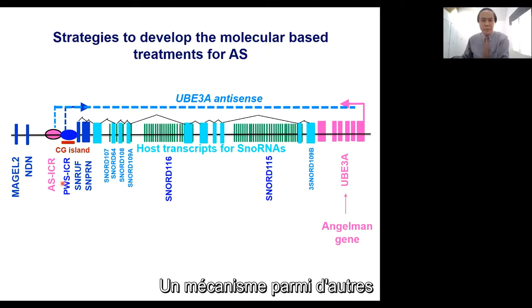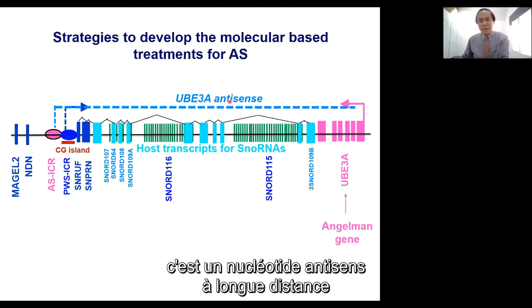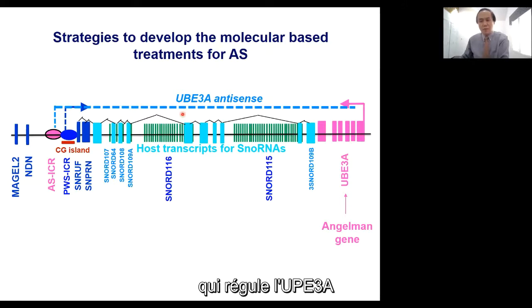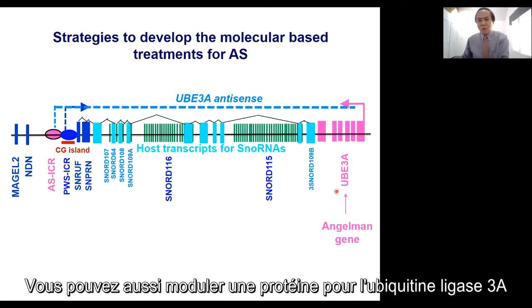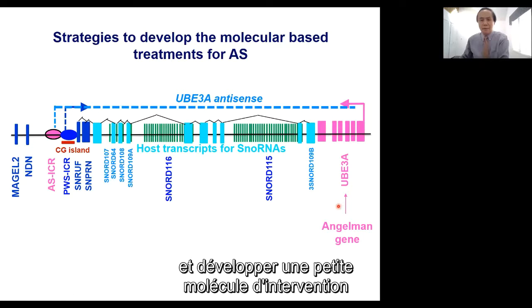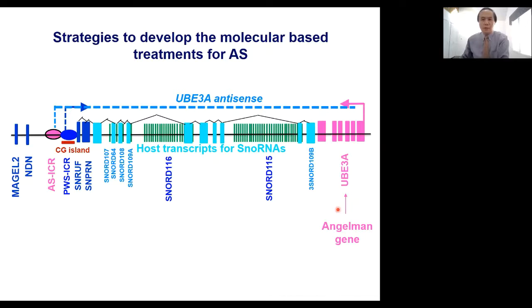There are many other possible mechanisms that regulate Angelman. For example, antisense oligo is an antisense nucleotide from a long distance that regulates UBE3A, and that's the basis for antisense oligo therapy. You can also modulate the protein, ubiquitin ligase 3A, and develop a small molecule or pharmacological intervention for Angelman.